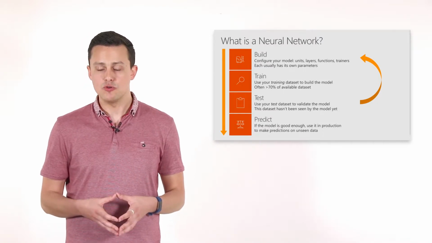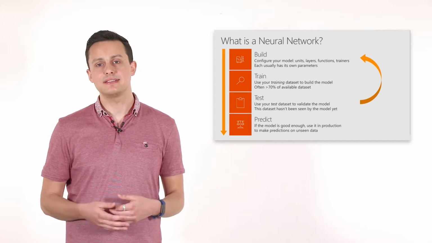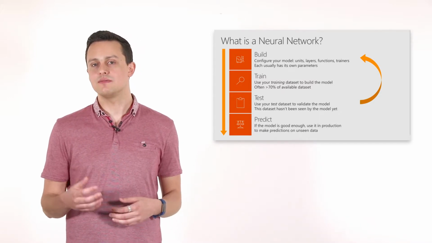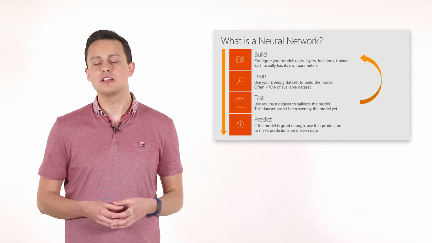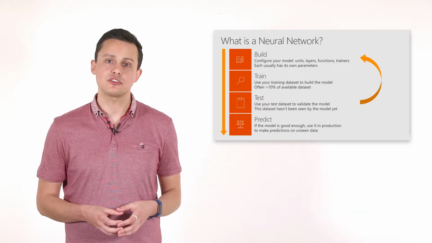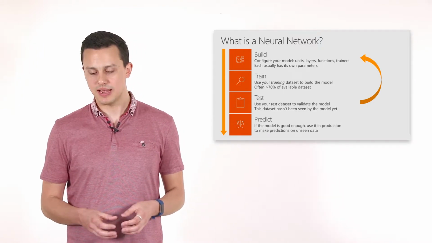You'll regenerate a new model based on a different set of parameters or structure. You'll retrain it, you'll retest it, and you'll compare until you identify the best model for your scenario. And then if you think the model is good enough, you can put that into production. You can expose it as a web service and use it to predict customer data.